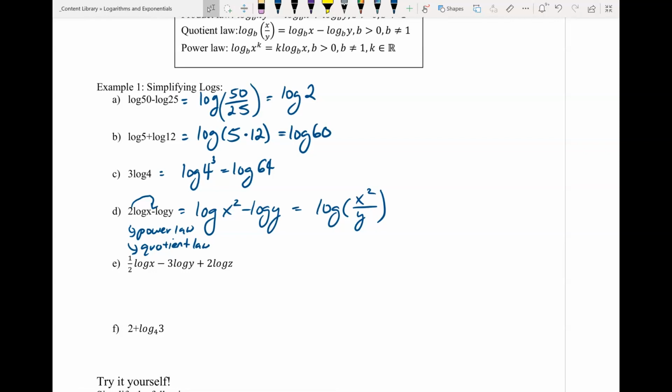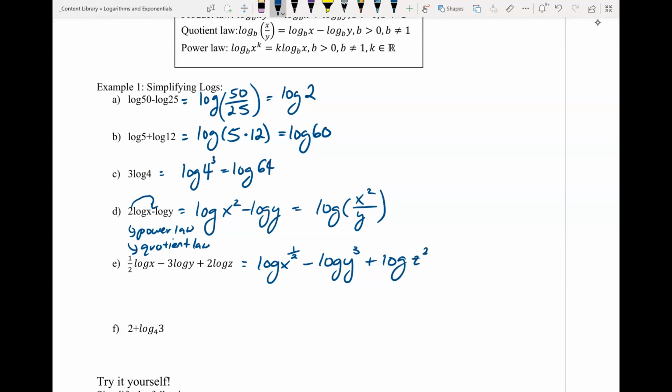Okay, moving on to E. Again, I'm going to do each single term first by using the power law, and then I'll combine it afterwards. So using our power law, I'm going to bring the half back with the x as an exponent. So this is log x to the half minus, bring the 3 with the y, so log y to the power of 3, and then plus log z to the power of 2.